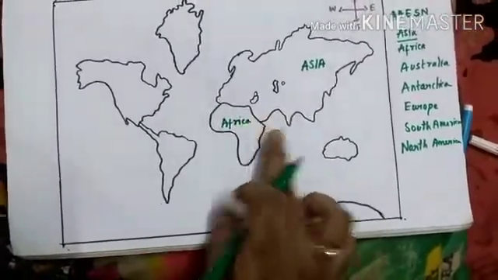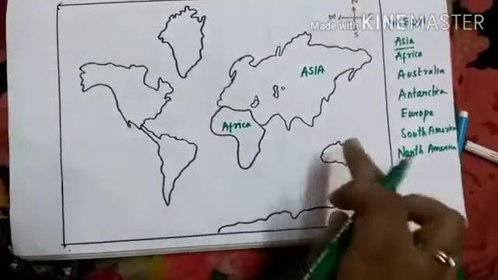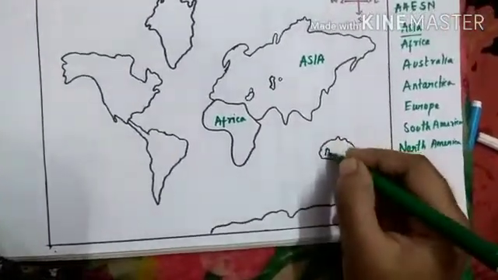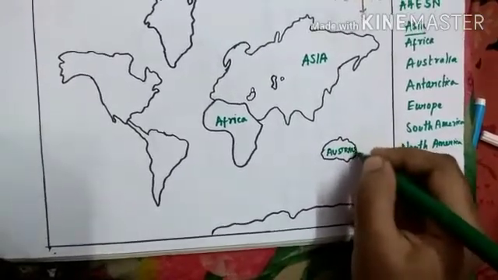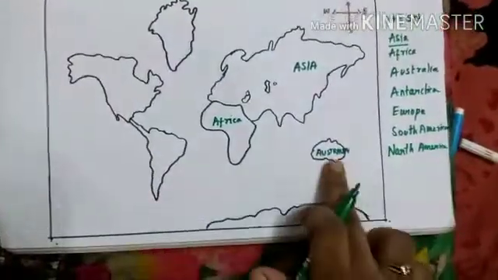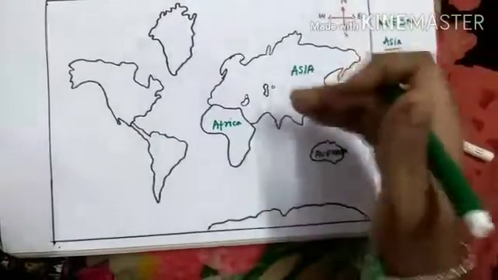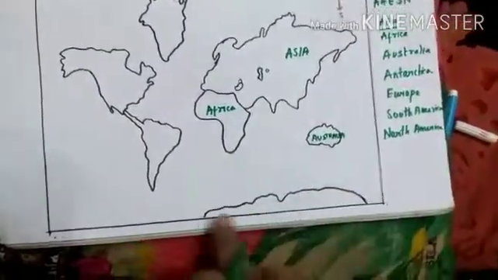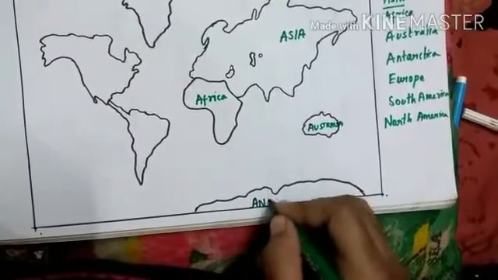Next to Africa, come down. Which one is near? Australia. As we already know, Australia is the smallest continent. In all these continents, Australia is the smallest continent and Asia is the largest continent. Come below it, this continent is called Antarctica.